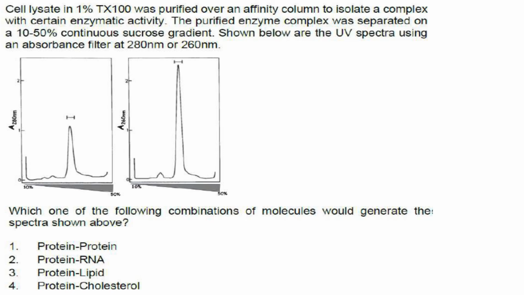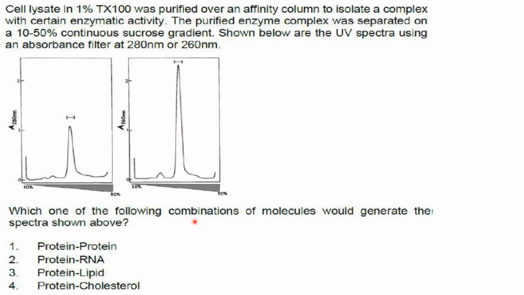Shown below are the UV spectra using an absorbance filter at 280 nanometers or 260 nanometers. So these are the absorption spectra, this is at 280 nanometers and this is at 260 nanometers. You all know that at 280 nanometers, what is going to be shown by the UV absorption spectrophotometry is your protein content, and at 260 nanometers it is either your DNA or your RNA content, or in general, nucleic acid content.